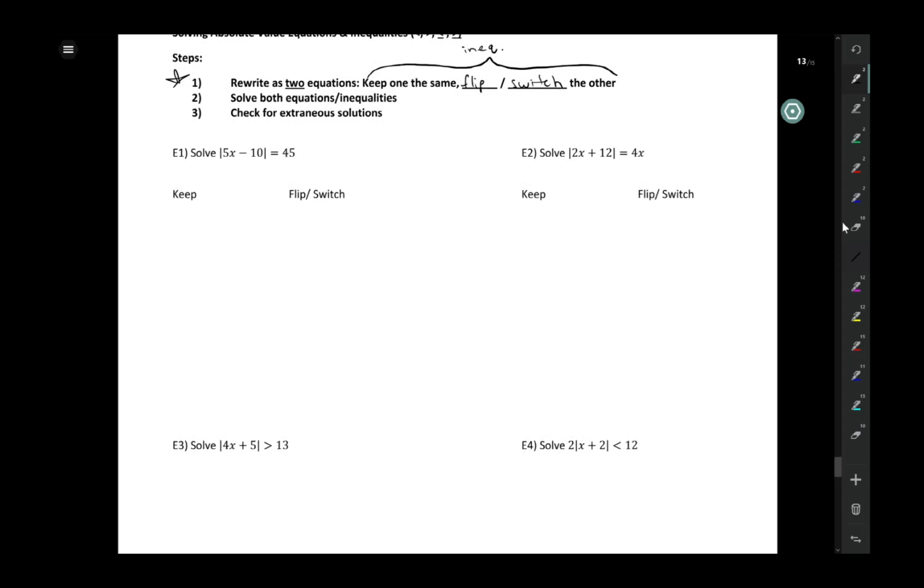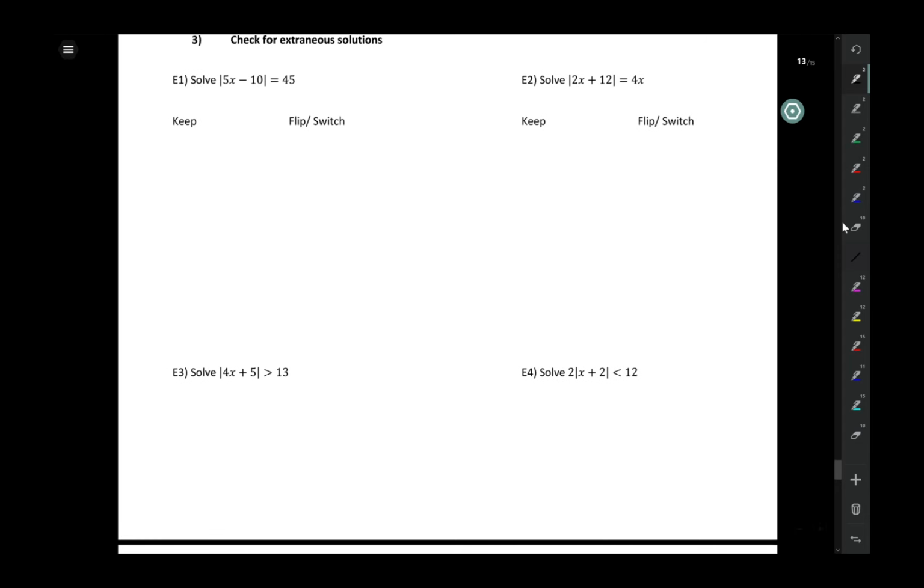But let's start off nice and easy here. Solving |5x - 10| = 45. We're going to keep one exactly the same. What do I mean by this? Anytime you see an absolute value, and this is what students forget to do, you need to split into 2 problems. Take these signs and make them into 2 problems.